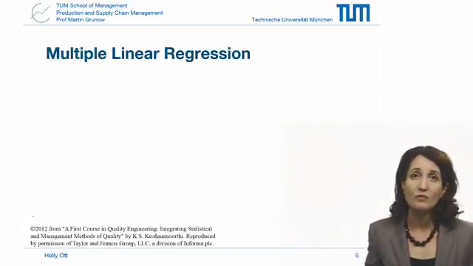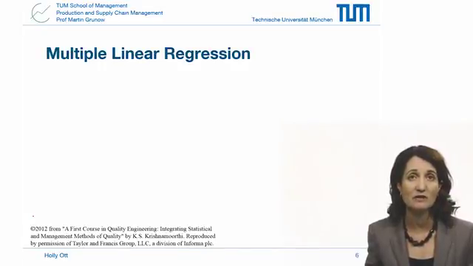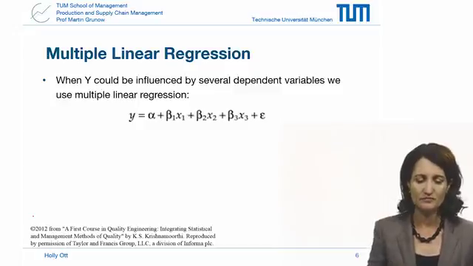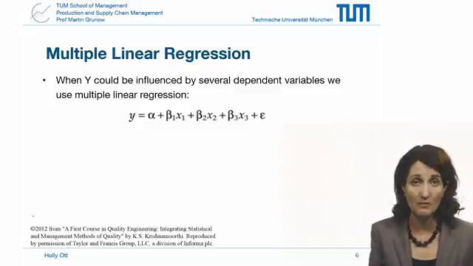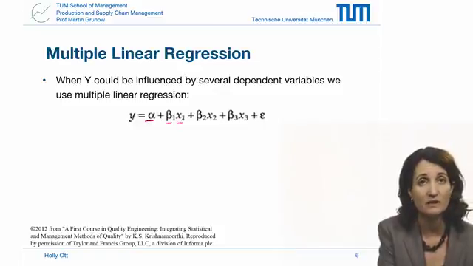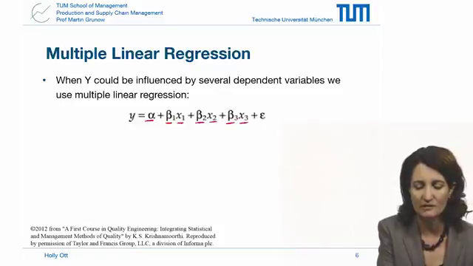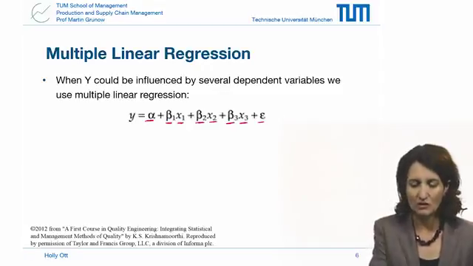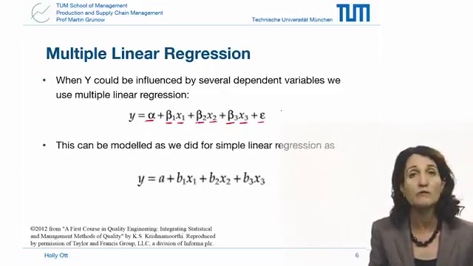When we have a reason to believe that a dependent variable y is influenced by several independent variables, for example, x1, x2, x3, then we would use multiple linear regression. The model would have this form: y is equal to alpha plus beta 1 times the first influencing variable, x1, then a coefficient beta 2 times x2, beta 3 times x3, and an error value.